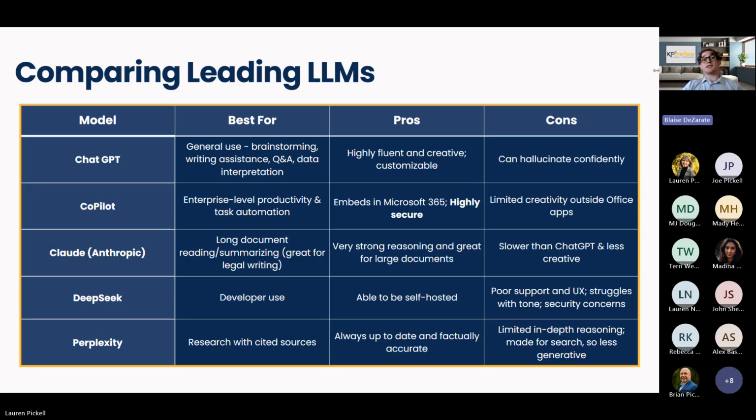Next up, we have Perplexity. Perplexity is so good for research. It comes with cited sources. It's always up to date, and it's always factually accurate. However, it is limited with in-depth reasoning. It's made more for search, so it's a little bit less generative. So this is great for your analysts and researchers who require up-to-date, citation-backed answers.